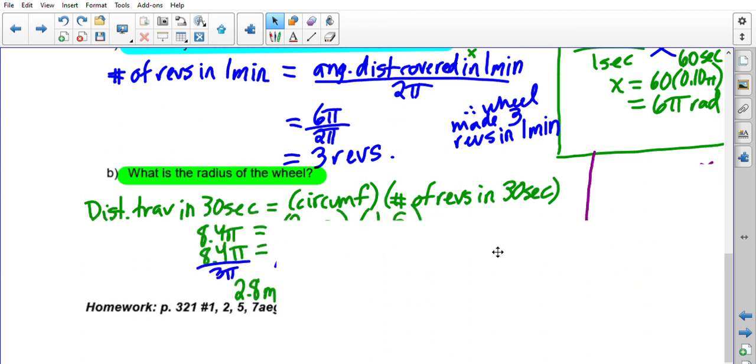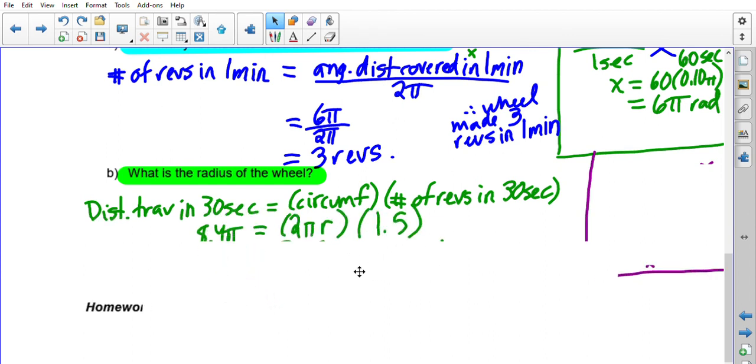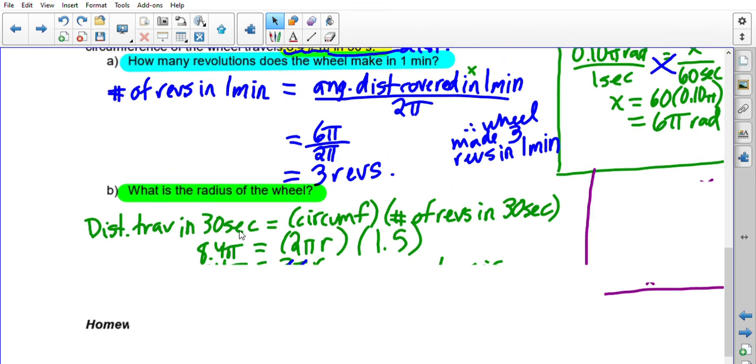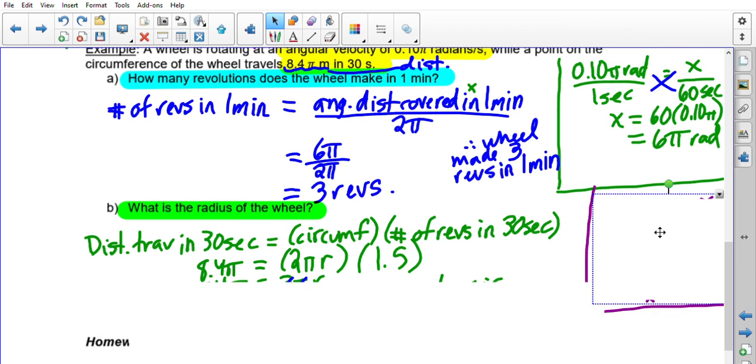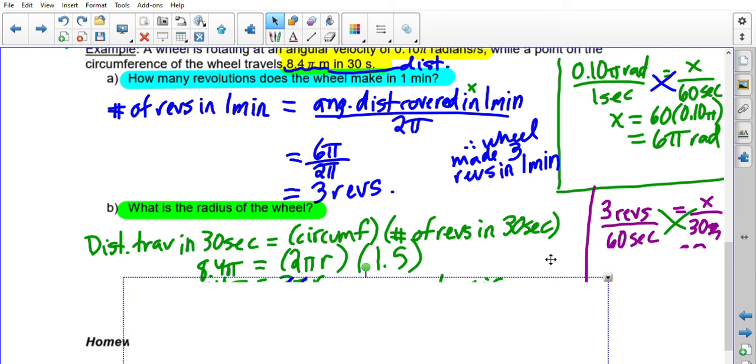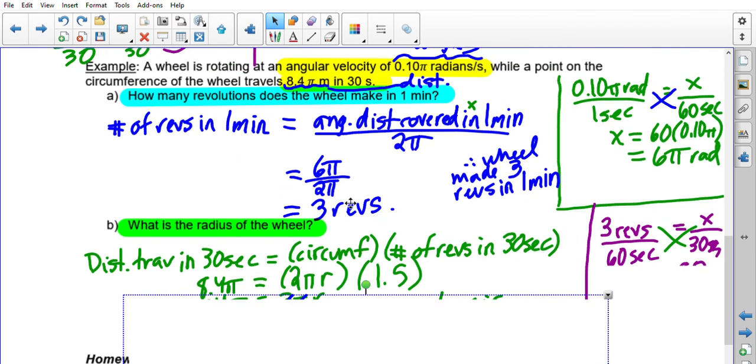All right, we already know that it travels 8.4 pi meters in 30 seconds. So they gave us this. Okay, so I filled in this side. Our circumference is unknown. We know it's 2 pi r, and we're solving for r. So now I'm going to show you how we get the number of revolutions in 30 seconds. All right, so we're going to go to the side here, and again, deal with what you know. From the previous part of the question, we knew that it travels 3 revolutions in 60 seconds. All right, from this question here, right? 3 revs in 1 minute, so we can write that as 3 revs in 60 seconds.